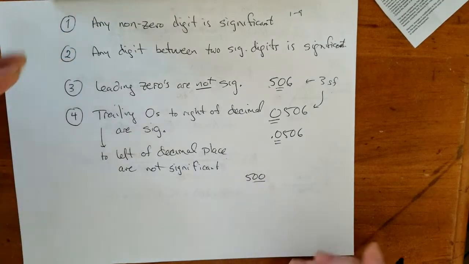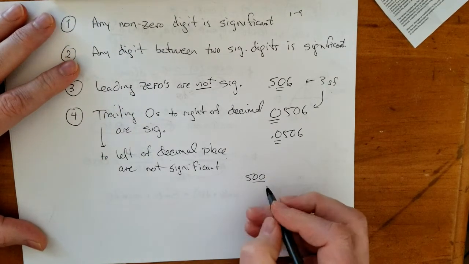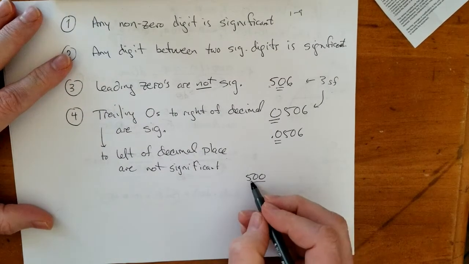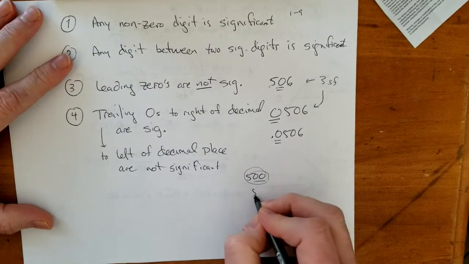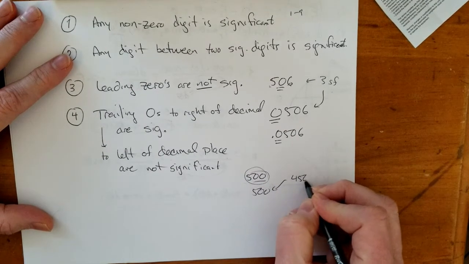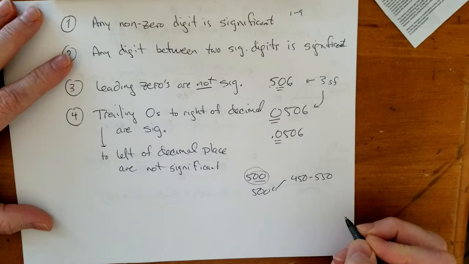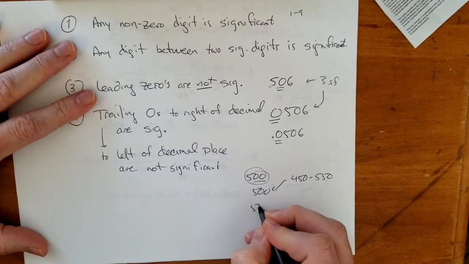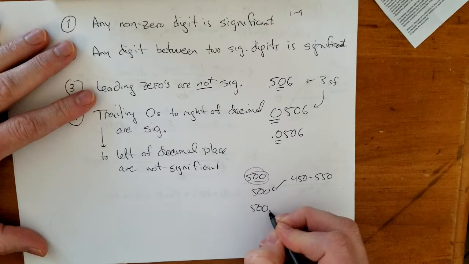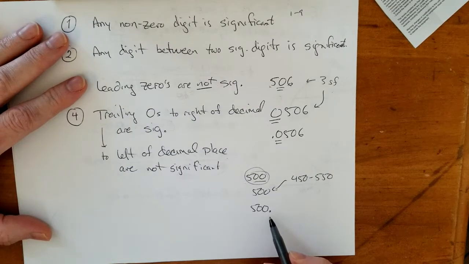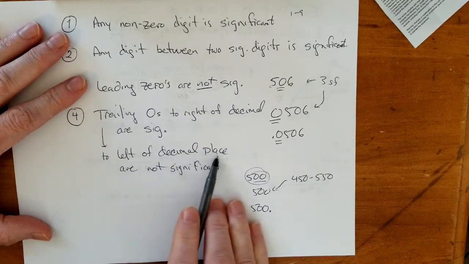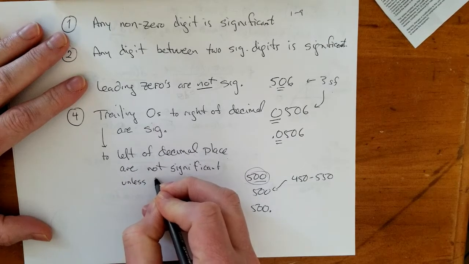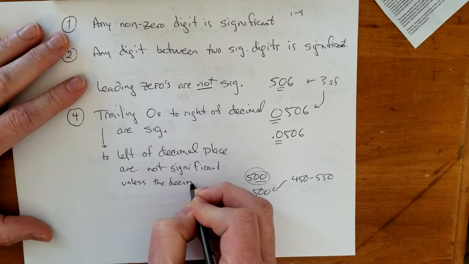Now, say I had 500 books in the house, then is that 500 exact or is that a rough estimate? Well, if I'm expressing it like this, 500, then I'm saying I have between 450 and 550 books. Now, if it is 500 exactly, how do I express that? Well, I can do it a couple ways here, but one of the ways is just to put a decimal point there. So trailing zeros to the left of the decimal place are not significant unless the decimal point appears.